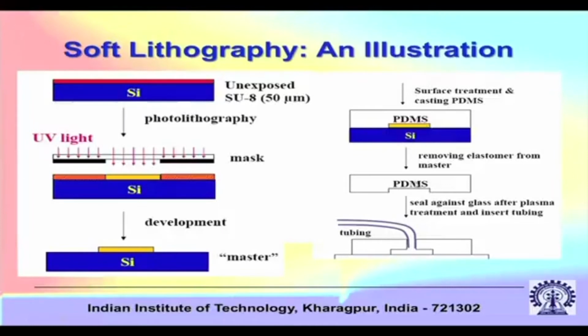Okay. Then you remove the elastomer from the master. See, this is the shape that the PDMS has assumed. Okay. Why this is the shape? Because in this yellow colored region the PDMS is not filled, right. So just imagine that this white colored region is lifted away, so if the white colored region is peeled off, you will get this groove shape, and then you seal it against glass after plasma treatment and insert tubing. Okay. So you seal it against glass. So you make a bonding between the PDMS and glass, and the grooved region will make microfluidic channels.